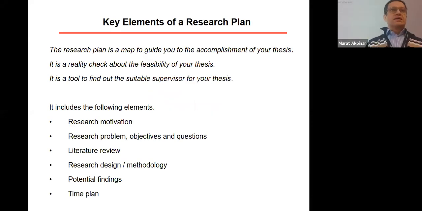So we have some elements here. There are 6 elements that are listed. We'll go through them one by one in order to accomplish a successful research plan. The first element is the research motivation.